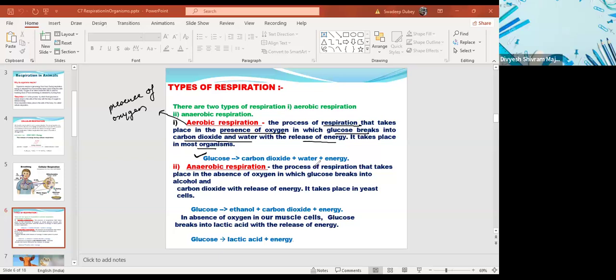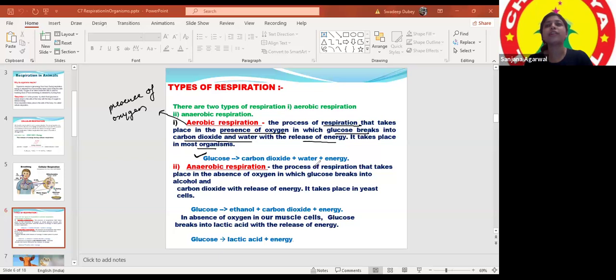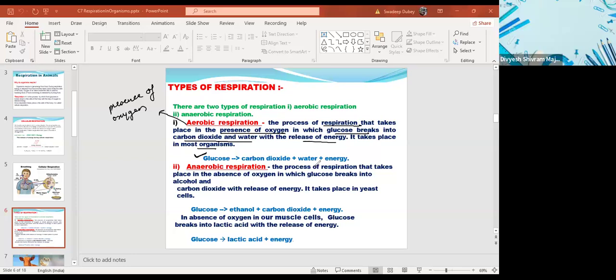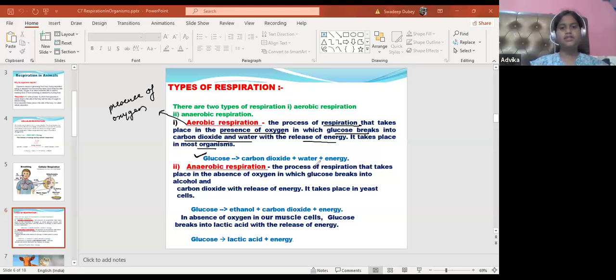Why, after a heavy exercise, after running, or after any work which needs a lot of energy, do we start breathing faster, and our breath rate increases? Have you ever thought why? Tell me. Ma'am, because our body needs more energy, and the oxygen is limited.